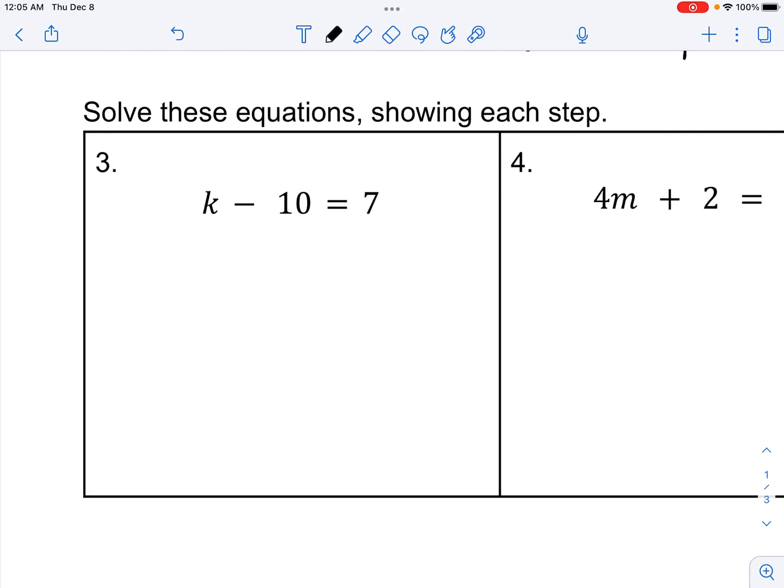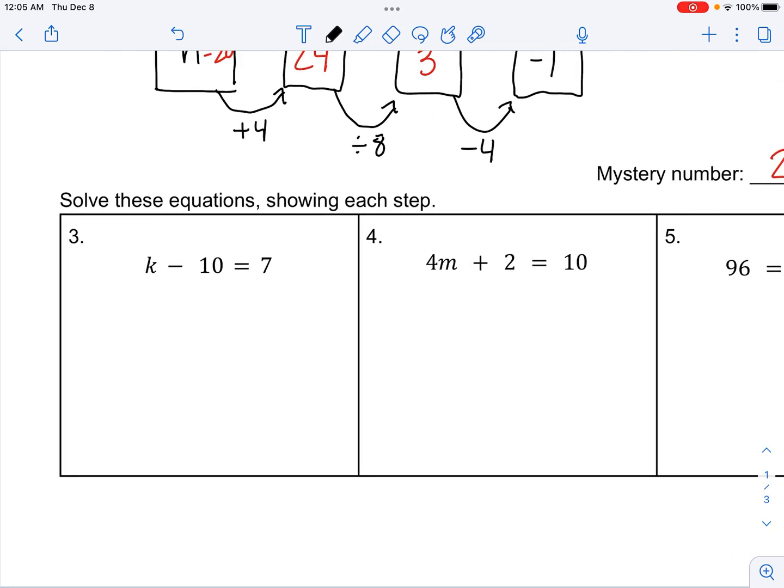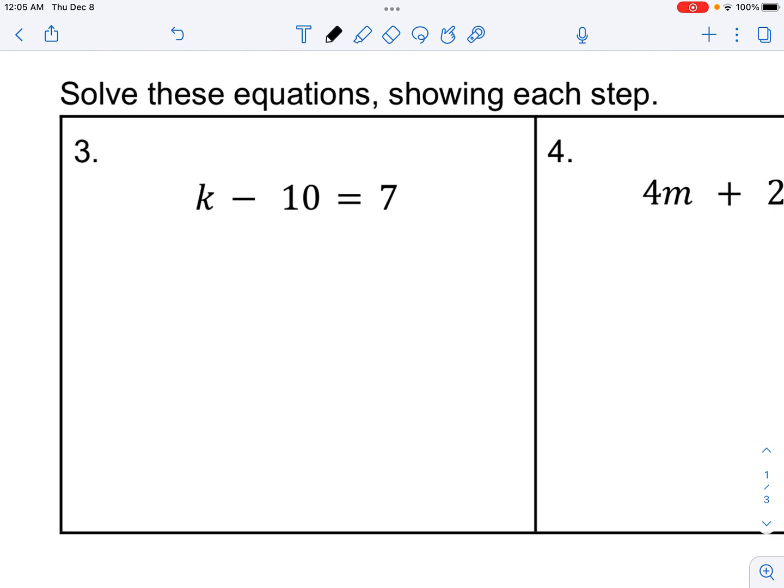These questions are similar to questions 3, 4, and 5 on the quiz. They're not identical, but very similar. Solve these equations showing each step. First, what it means to solve an equation is to figure out what the variable is equal to. That's all that means. So our answer at the end should be something like k is equal to some number.